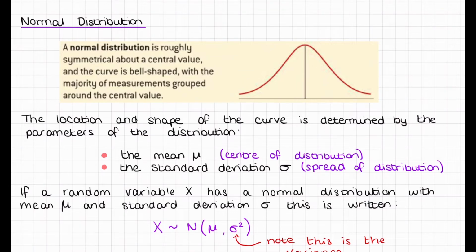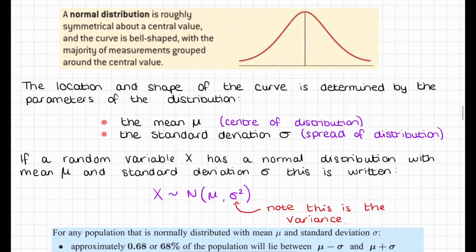This video is on the normal distribution. A normal distribution is roughly symmetrical about a central value, and the curve is bell-shaped with the majority of measurements grouped around the central value, as you can see in this picture here. The location and shape of the curve is determined by parameters of the distribution, which are the mean and the standard deviation.